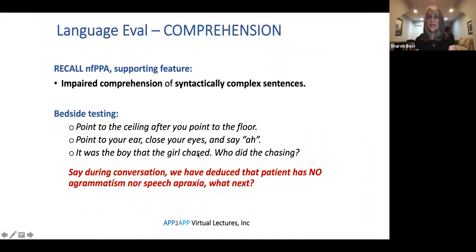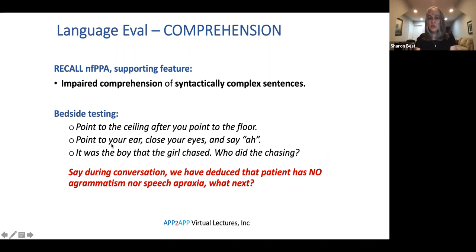Okay, so now we're checking for comprehension, and we're giving you a couple of ideas of complex sentences that you can use at the bedside. So we can say to the patient, point to the ceiling. After you point to the floor, point to your ear, close your eyes and say, ah. It was the boy that chased the girl. Who did the chasing?